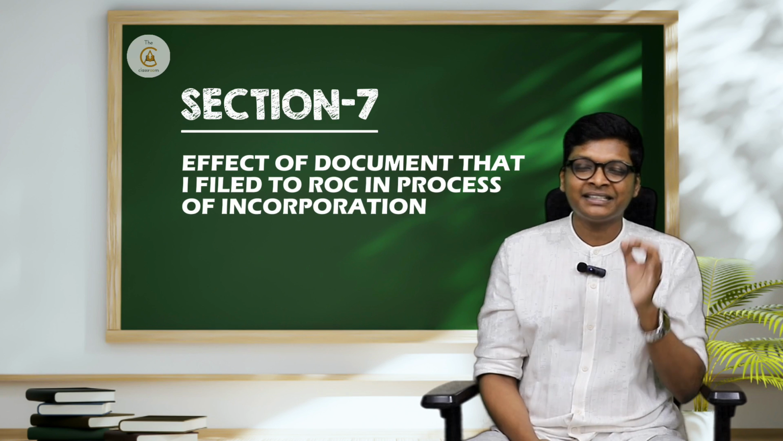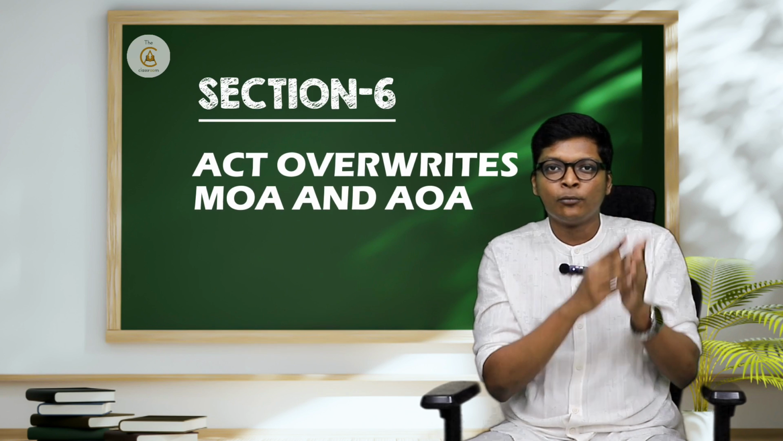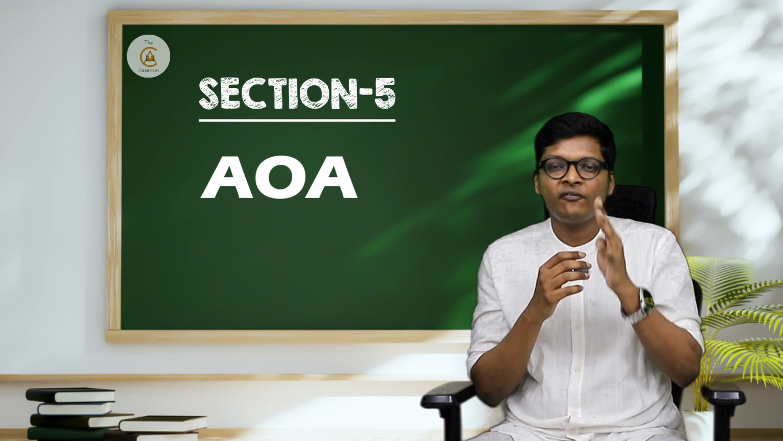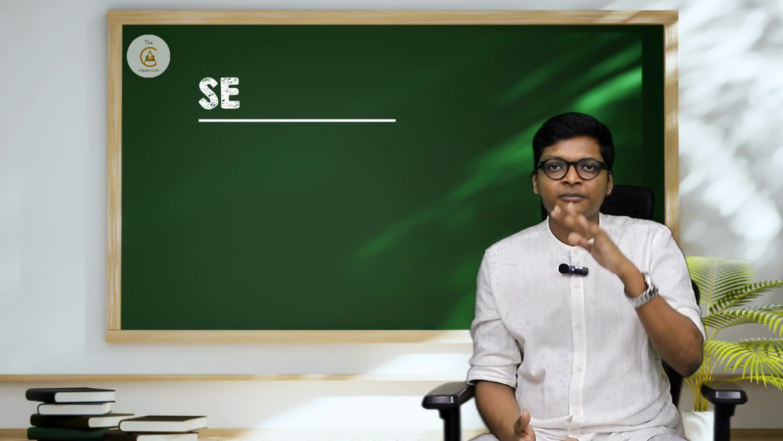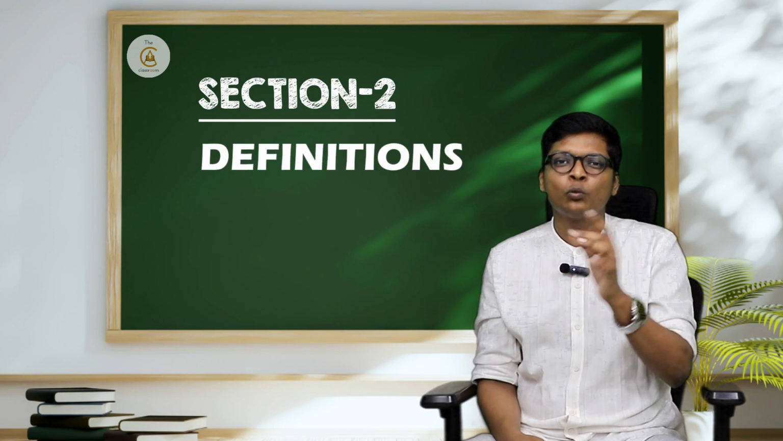I hope you're keeping up with my pace guys. 6 is act to override MOA AOA. 5 is AOA, 4 is MOA, 3A is minimum number of members. If it falls, 3 is minimum number of members, 2 are definitions, 1 is title.